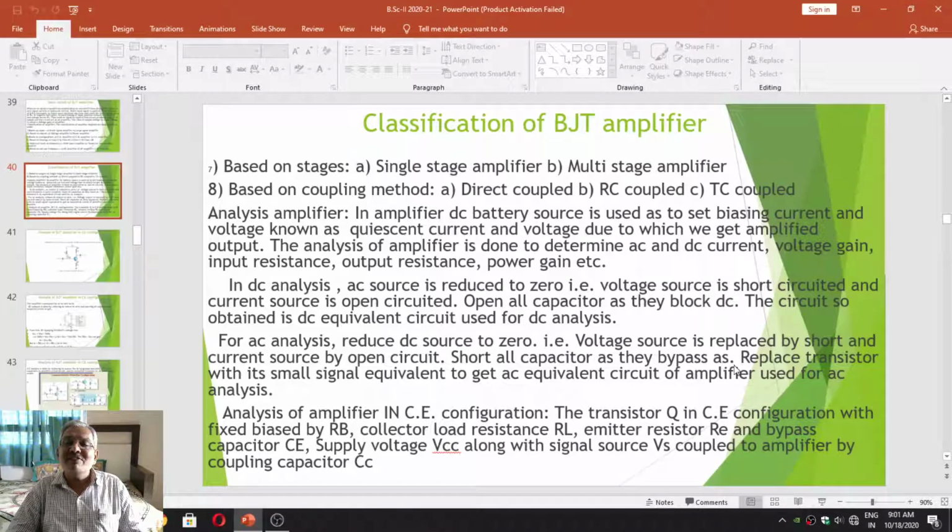As they bypass AC, short circuit all those capacitors. Replace the transistor with its small signal equivalent model to get the AC equivalent circuit of an amplifier that is used for the AC analysis.